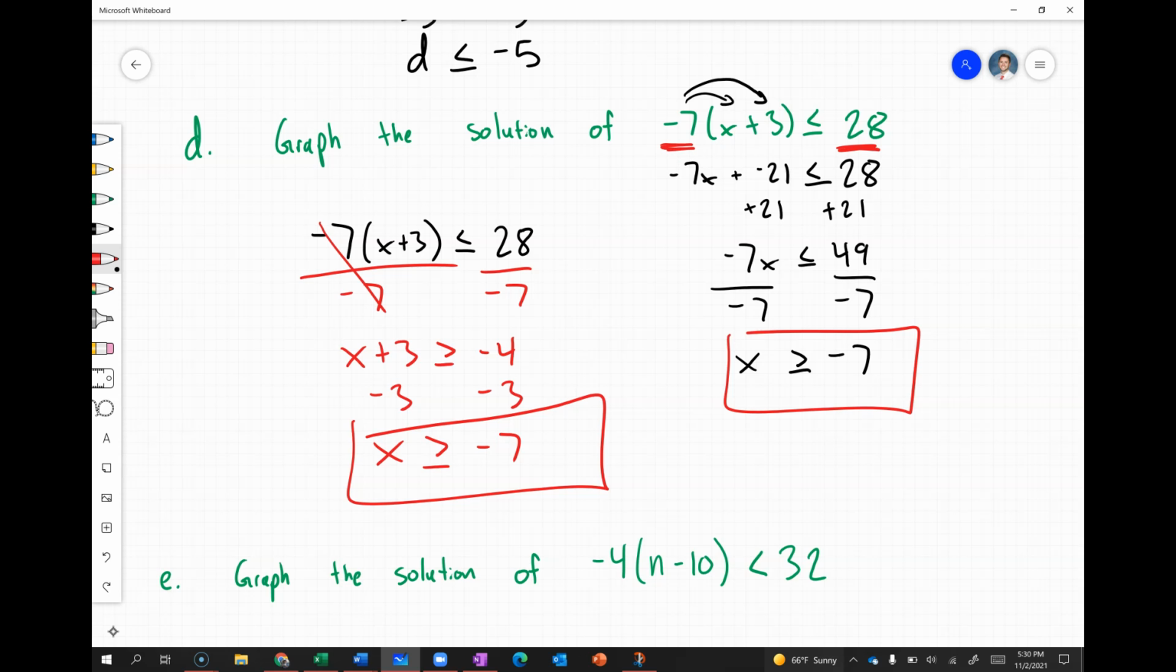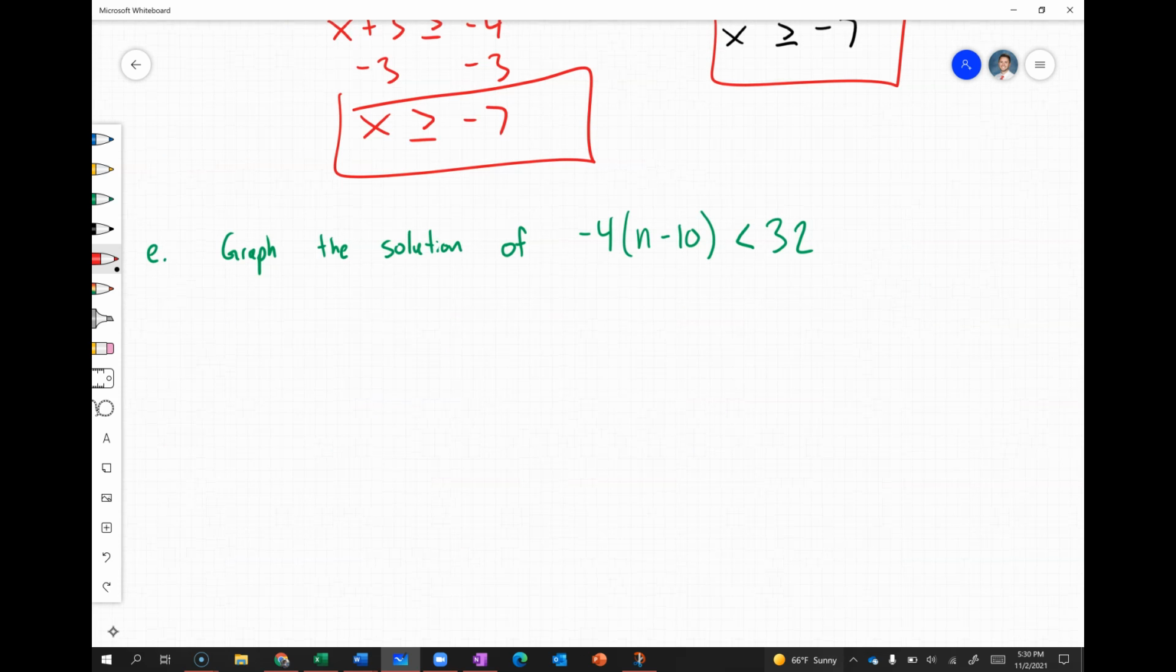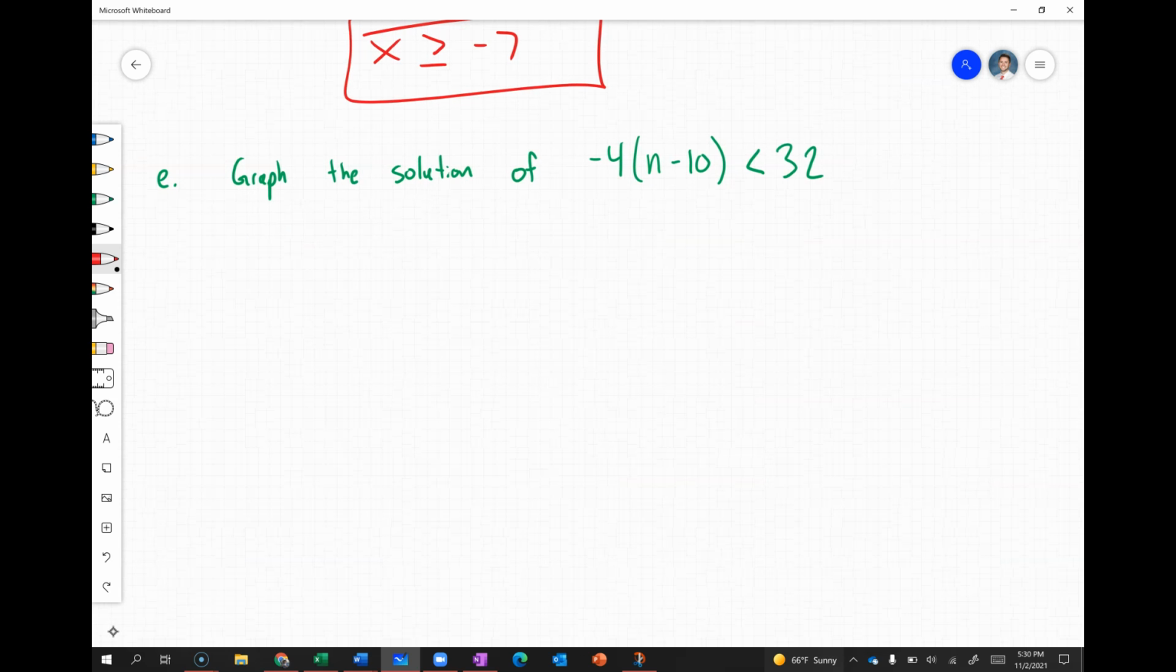It says graph the solution of -4 times n minus 10 is less than 32. And you may notice this is very similar to the last one. So we could either divide both sides by -4 to begin with, or we could use the distributive property. So again, we'll do both.